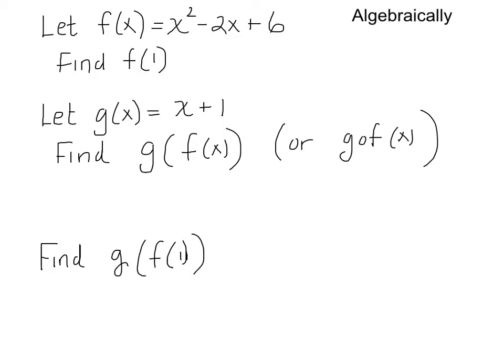So here's another example. If f of x is x squared minus 2x plus 6, to find f of 1, I'm going to place a 1 everywhere there's an x in the original function. So I have 1 minus 2 plus 6.